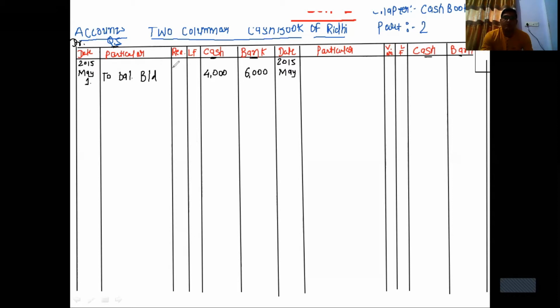Cash always has a debit balance, bank always has a debit balance. Okay, but if they write bank overdraft, then bank overdraft has a credit balance, so we have to write it on the credit side. It means bank balance has a debit balance, we write it on the debit side, but bank overdraft has a credit balance, so we write it on the credit side. Okay, this is the transaction on date 1.